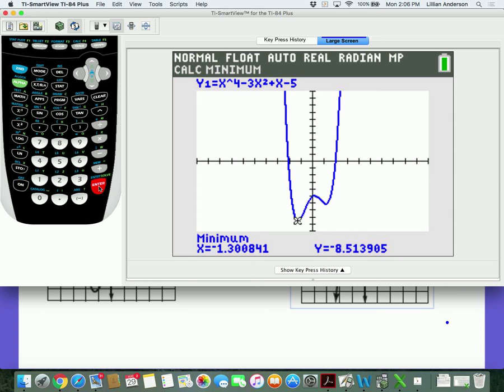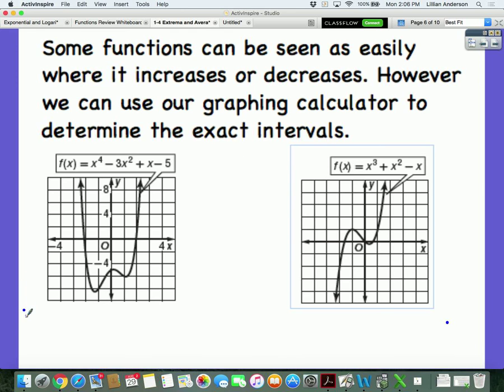There's the minimum. There's the x value. It definitely wasn't -1, it was -1.3. So, back to our paper. This graph is decreasing from what to what? Negative infinity to -1.3. What's happening after -1.3? It's increasing. We know it's increasing from -1.3 to some value. It looks really close to 0, but I think it's a little off from that.